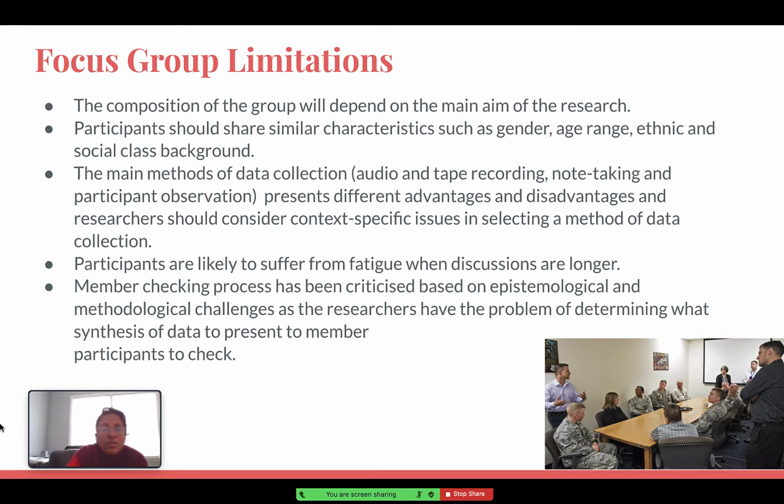And another limitation is that participants are likely to suffer from fatigue when discussions are longer. The member checking process has been criticized based on epistemological and methodological challenges, as researchers have the problem of determining what synthesis of data to present to member participants to check. So in the focus group, there is always this challenge of collecting the data, transcribing the data, and presenting that information as analysis. So that data sometimes may not be accurate. So this is one of the limitations of the focus group method.